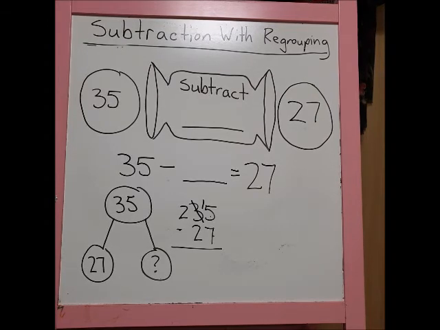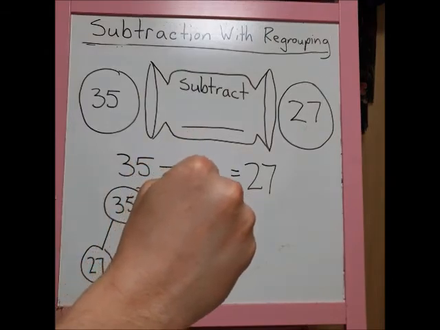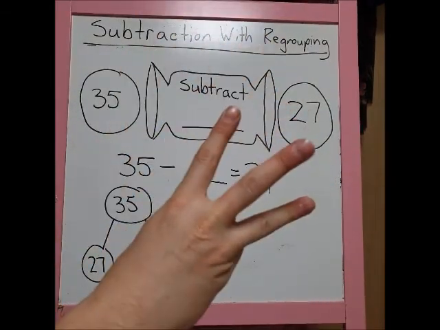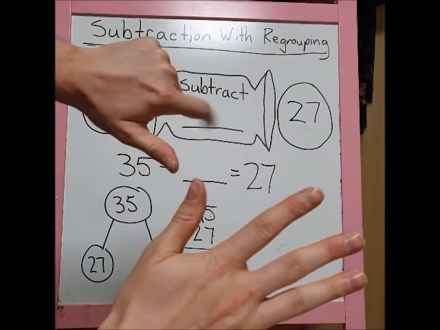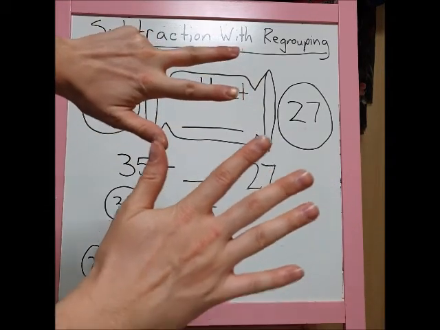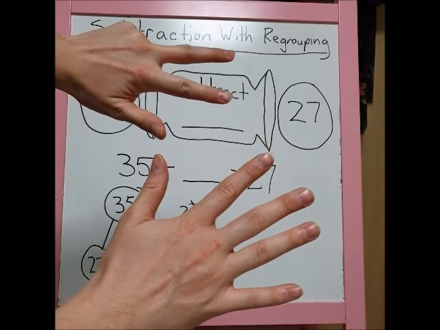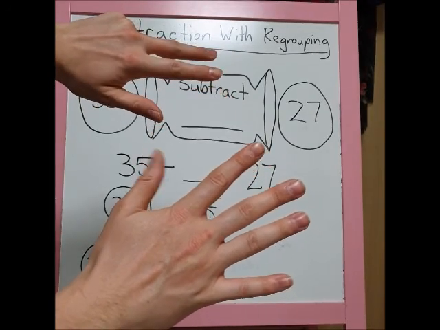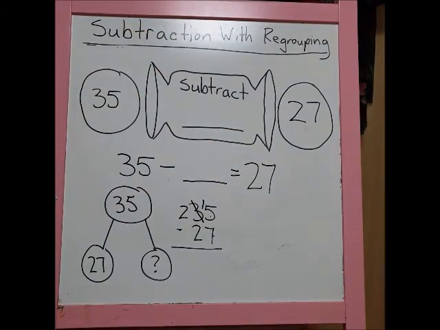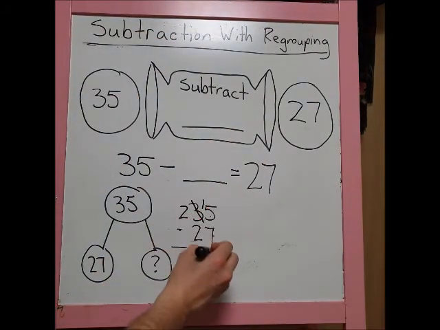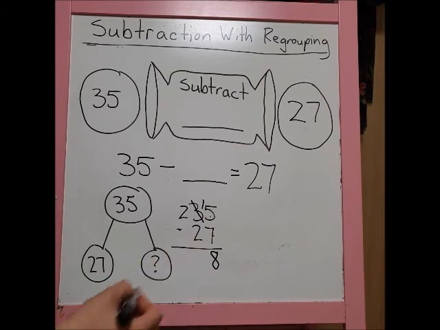I'm going to count on. I'm going to do it like this. 7, 8, 9, 10, 11, 12, 13, 14, 15. Okay, I got the 15. Now I got to count my fingers. 1, 2, 3, 4, 5, 6, 7, 8. Now I know 15 minus 7 equals 8.